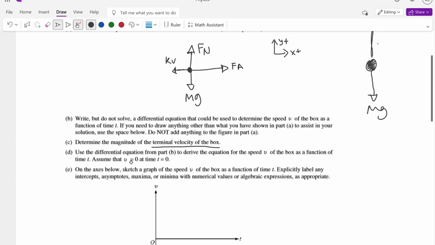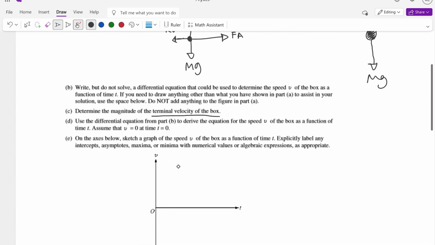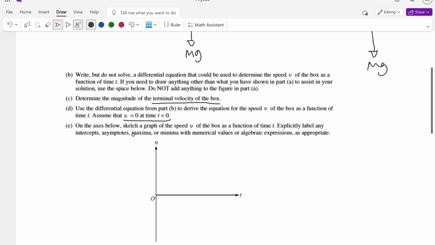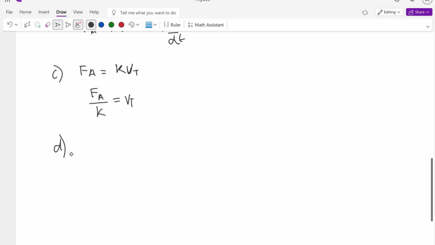Now, part D says to use the differential equation from part B, so this one, and to solve for the equation for the velocity as a function of time, assuming that v is equal to 0 at time t equals 0. So those are going to be our bounds when we do our integrals, and it's really important to have that down. Okay. So part D, I'm going to rewrite that equation I had earlier, which is Fa minus kv is equal to m dv/dt.